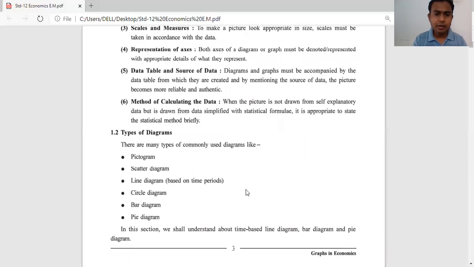Now, the next topic says there are many types of diagrams that we use in statistics. Pictogram, scatter diagram, line diagram, circle diagram, bar diagram, pie diagram. All these topics are not there for you. Hardly you have some 2 or 3 topics for your syllabus. All these topics, we all use for our day-to-day presentation in statistics.